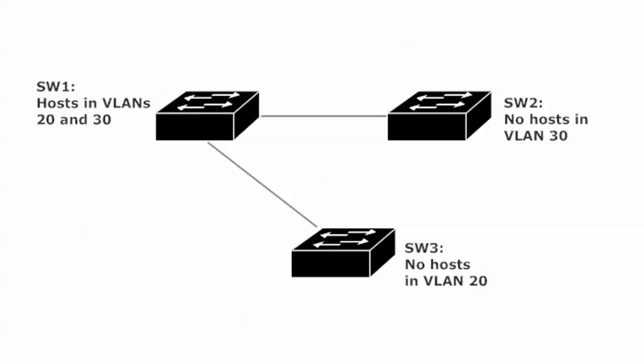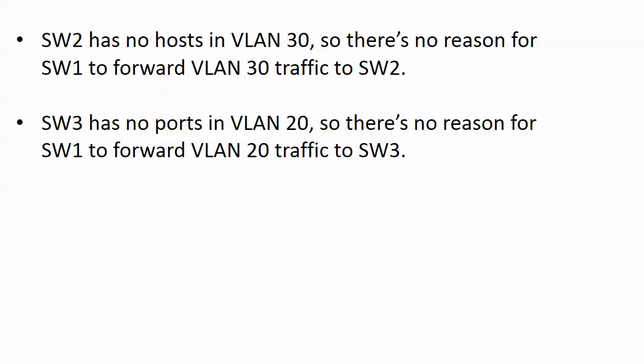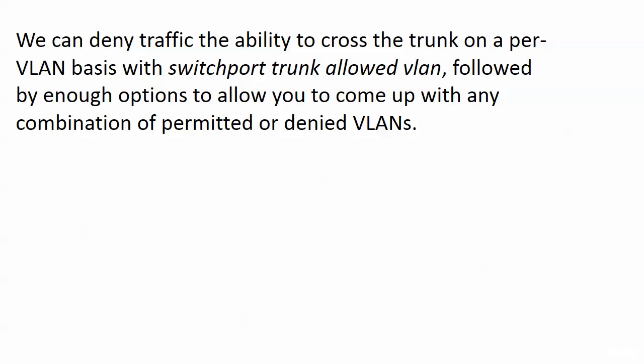Switch 1 has hosts in VLANs 20 and 30. So we know that both trunk ports that we see here, the connections to switch 2 and 3, are going to be members of those VLANs, and they're going to forward traffic out for those VLANs. The thing is, switch 2 has no hosts in VLAN 30. Switch 3 has no hosts in VLAN 20. So there's no reason for switch 1 to forward VLAN 30 traffic over to switch 2. There's also no reason for switch 1 to forward VLAN 20 traffic over to switch 3. But by default, that's exactly what's going to happen.